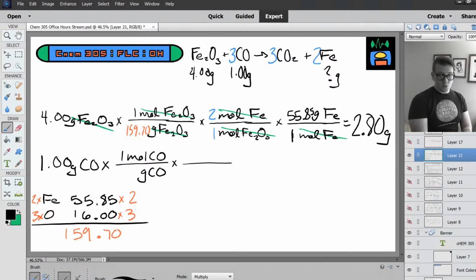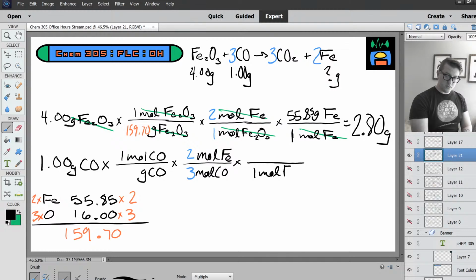So we got to convert grams to moles. Moles of carbon monoxide to moles of iron. This is a 3:2 ratio. 3 moles of carbon monoxide react to make 2 moles of iron. And then we use the atomic mass of iron to convert from moles to grams. All right. Grams of carbon monoxide.